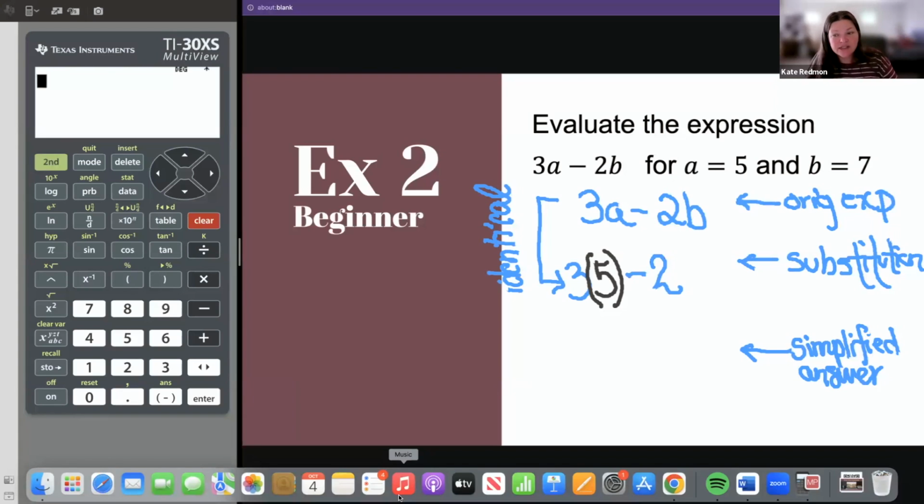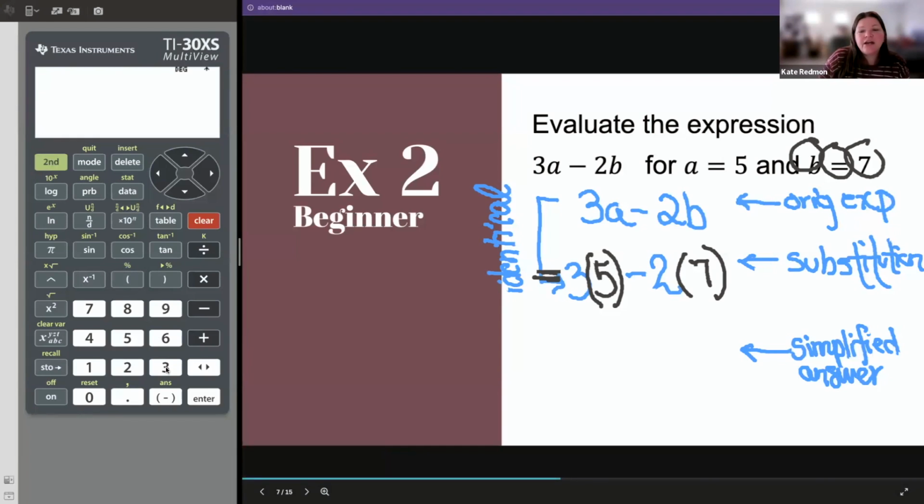But here's where things get different, right? B is not a mystery any longer. I know that B is what? 7. Yeah, they told me B is 7. So I can replace B with 7. But what are 2 and B doing? Multiplying. So I'm going to use parentheses to signal that they're multiplying. And now this line is equivalent to the one above it. The only difference is I traded out the letters for their known values.